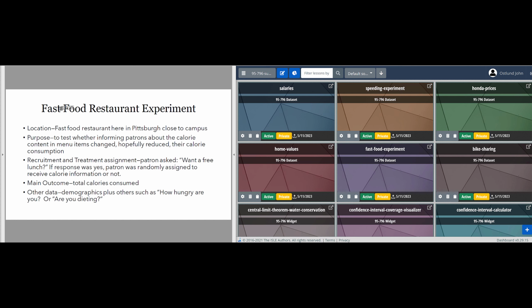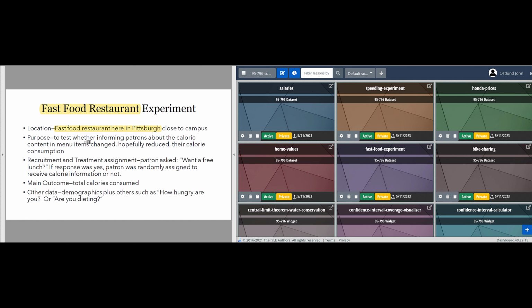We're first going to look at data from a fast food restaurant experiment, and this was an actual experiment that was done by a group of people from statistics at Carnegie Mellon. The location was some unnamed fast food restaurant in Pittsburgh near campus. This unnamed fast food restaurant is actually the Subway shop on Craig Street, but don't tell anybody.